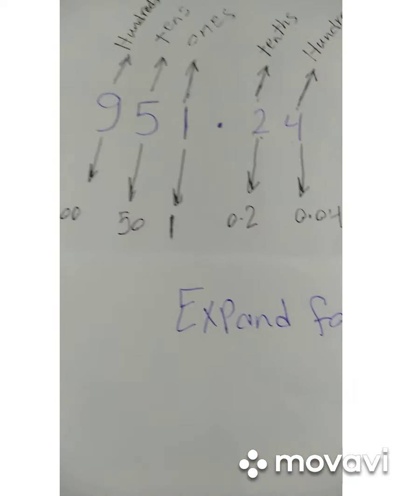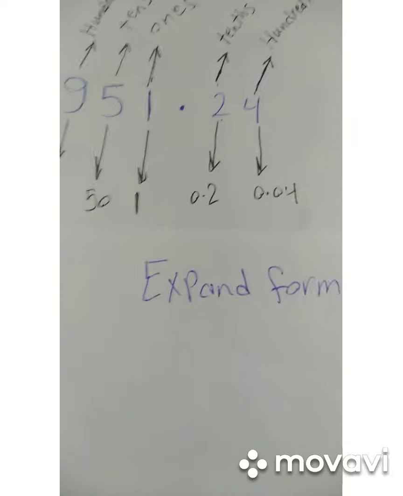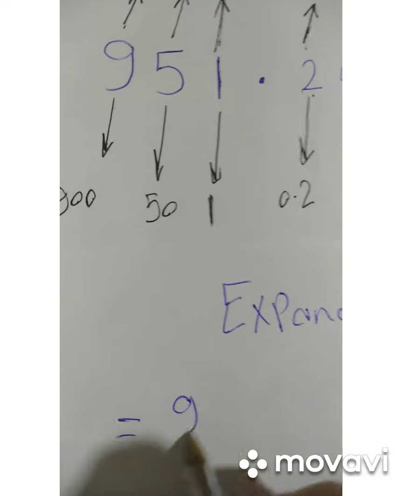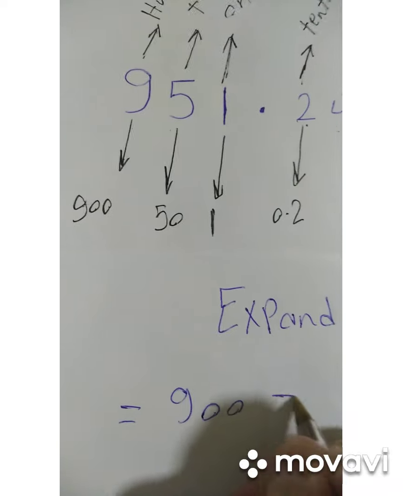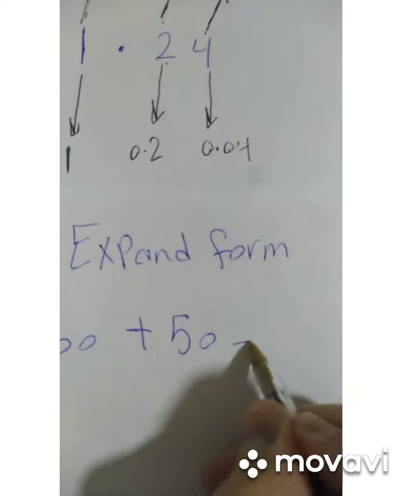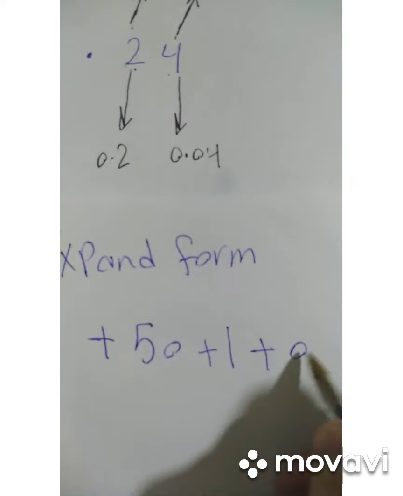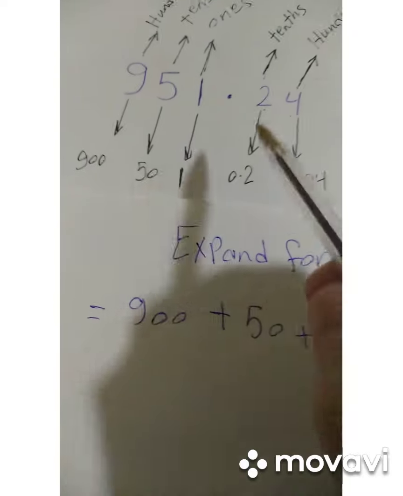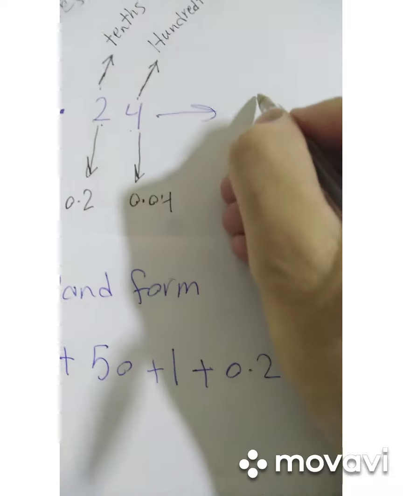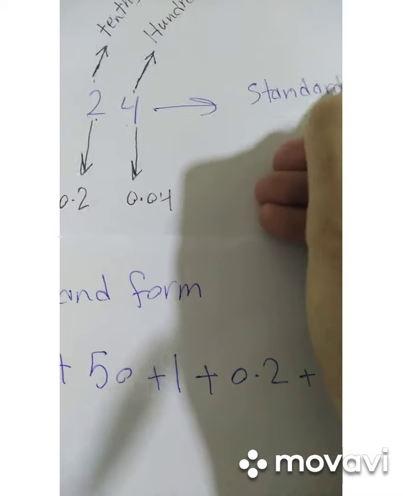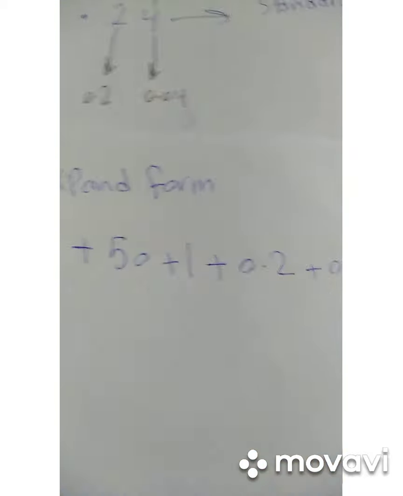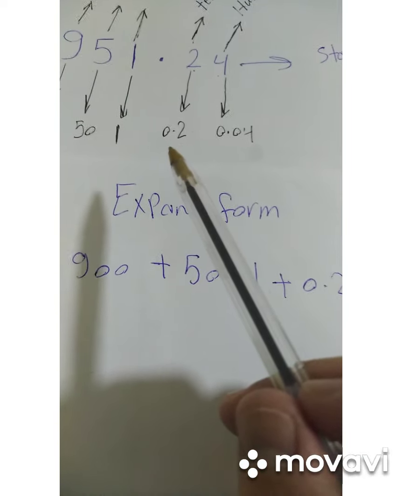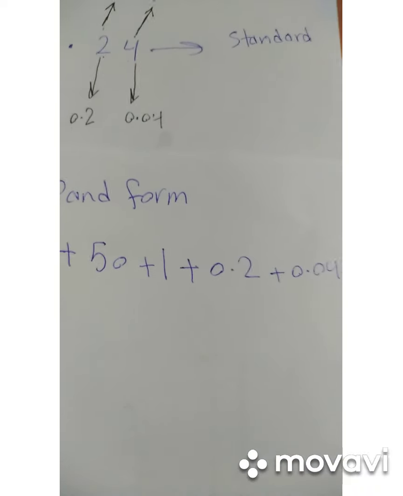So now we can write this number in another form. It's called expanded form. How can we write 951 and 24 hundredths in expanded form? 900 plus 50 plus 1 plus 2 tenths plus 4 hundredths. So now we know two forms of the decimal number. The main form is called standard form. And the second form, 900 plus 50 plus 1 plus 2 tenths plus 4 hundredths, is called expanded form.